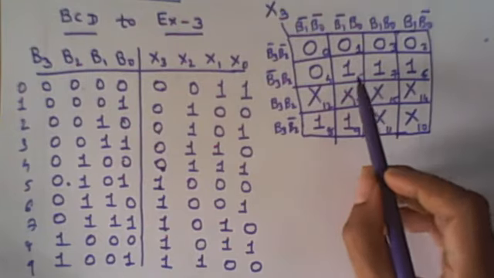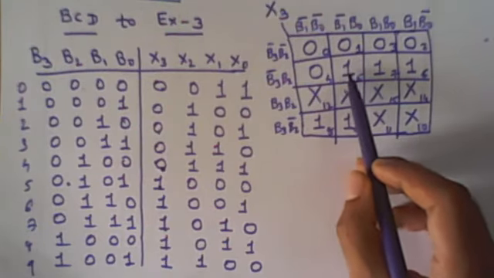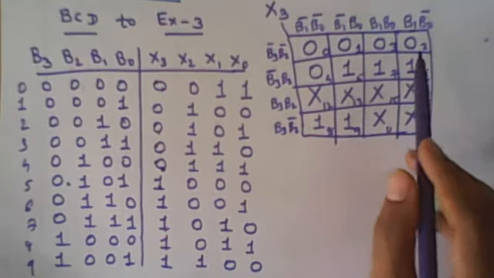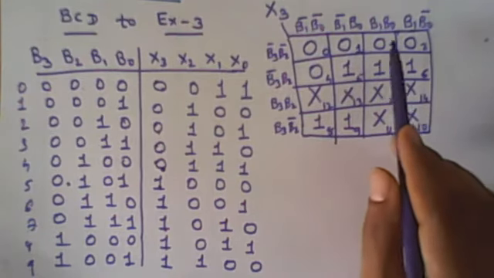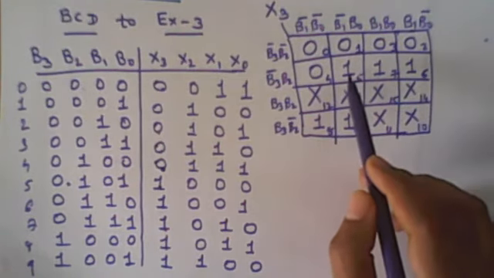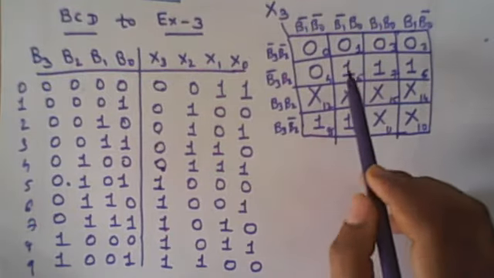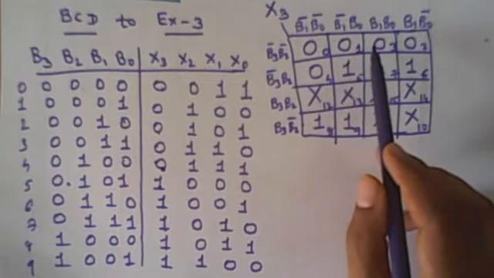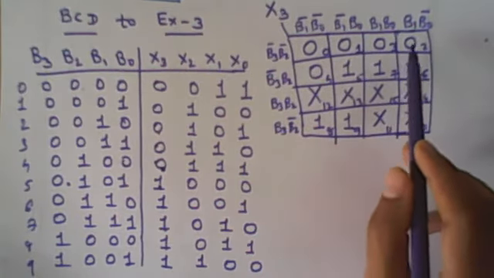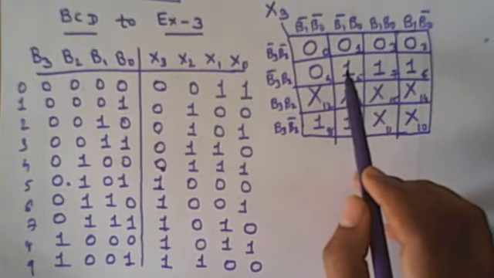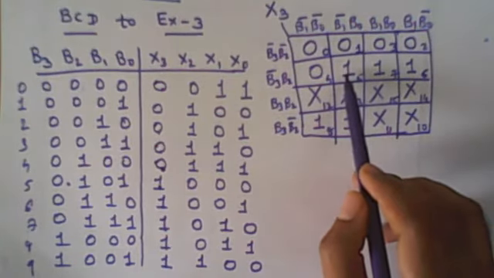Let us start. Here it is a 4 variable Karnaugh map. So we first check for a group of 16. Group of 16 is not possible for this one. Then we check the group of 8. One possibility is this, but it is not possible because it includes the 0. Another is this, also not possible because it includes 0. So a group of 8 is not possible here.